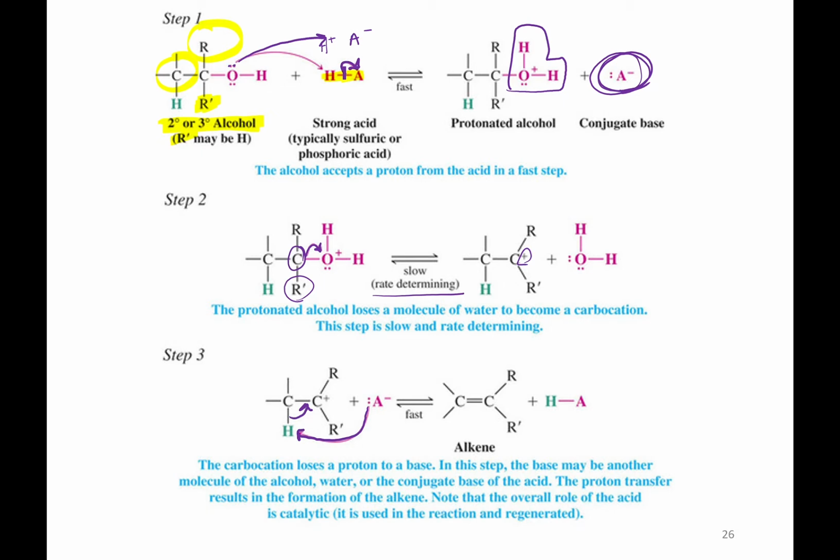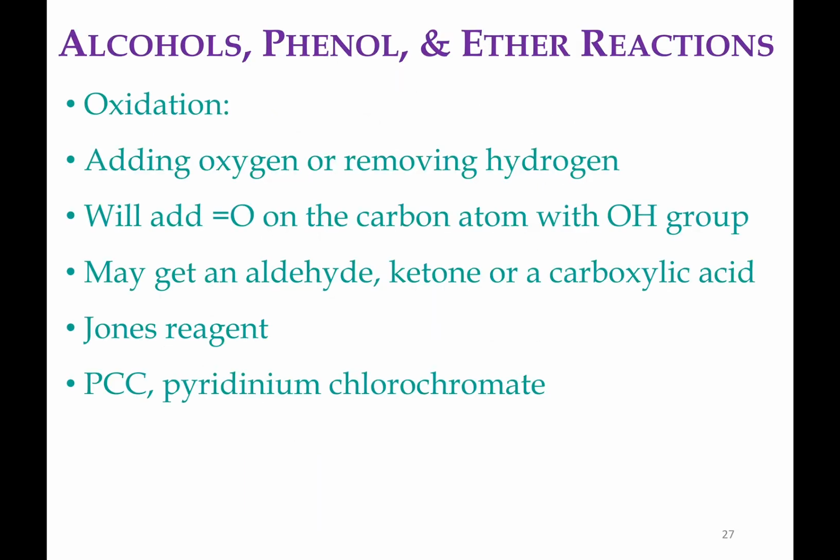Now, you do not have to know mechanisms for this class. You don't have to draw them out, but sometimes it does make more sense. We're going to move on to the next reaction, which is going to be oxidation. Oxidation of primary or secondary alcohols. So why just primary and secondary? Well, you need to have a hydrogen on the carbon that we're removing it from, so you must have that in order to undergo oxidation, so we can't do that with tertiary, and I'll explain that more in a minute.